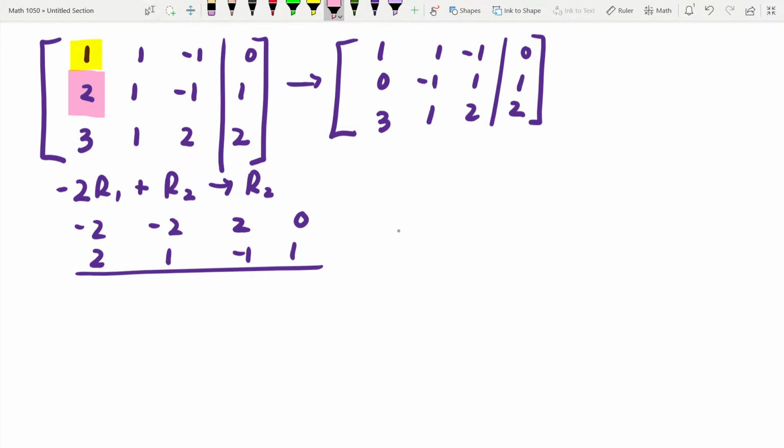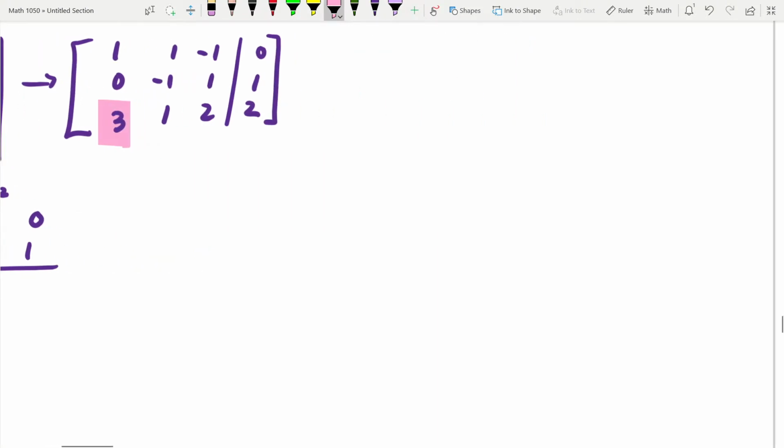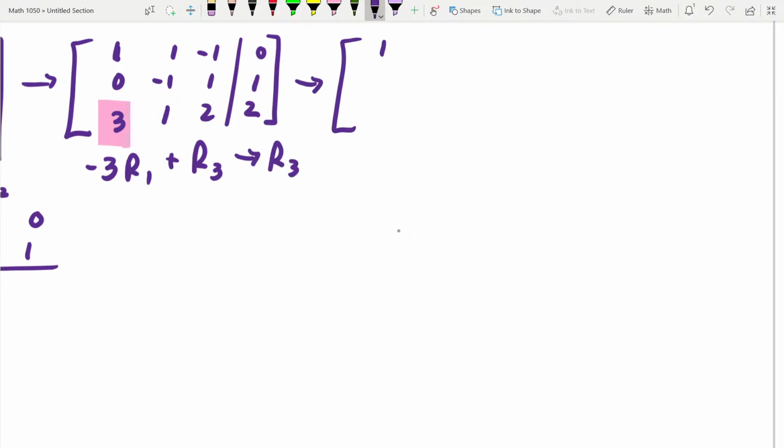The next thing I need is a 0 here. Use the 1. I'm going to multiply it by -3. So I'm going to go -3 times row 1, added to row 3, becomes my new row 3. So row 1 doesn't change.